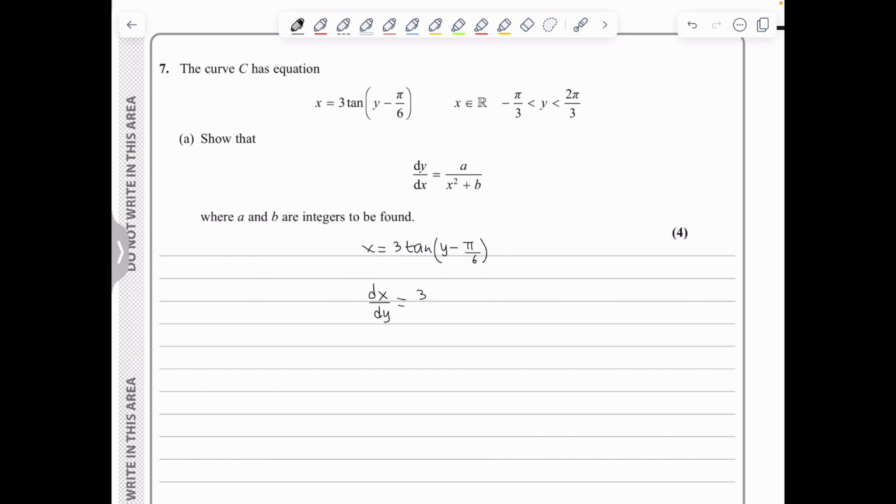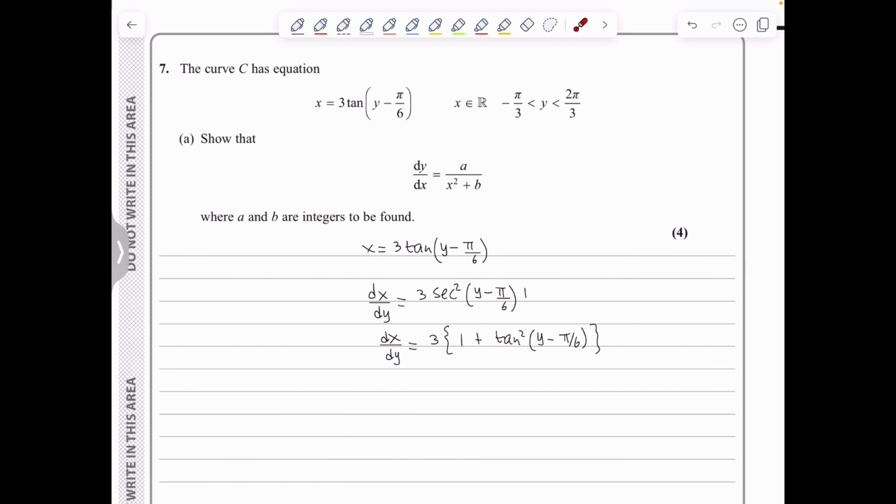Well, the derivative of tan is sec squared, so I've got sec squared (y minus pi over 6), and I should be multiplying by the derivative of the inside, and the derivative of y minus pi over 6 is 1. So we've got dx/dy is 3 sec squared of (y minus pi over 6), and I will be using the identity connecting sec squared with tan squared. We know that sec squared is 1 plus tan squared, so we're looking at 3 brackets 1 plus tan squared of (y minus pi over 6).